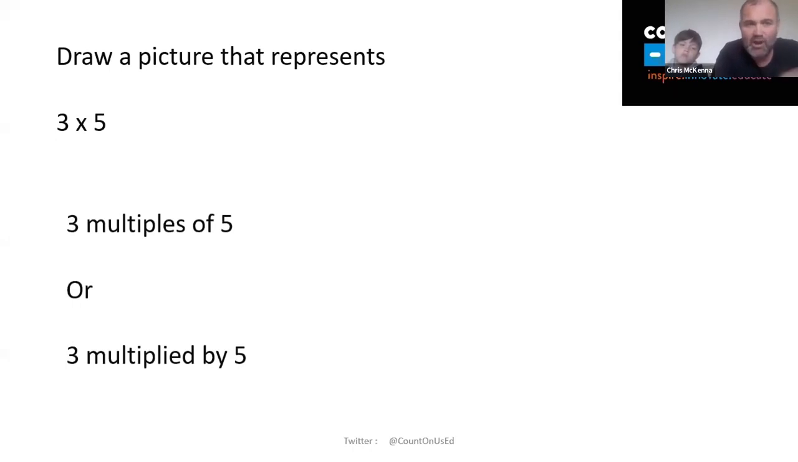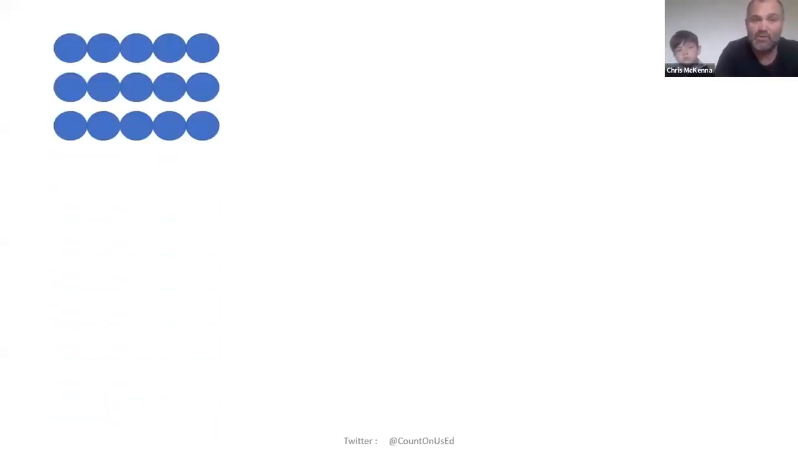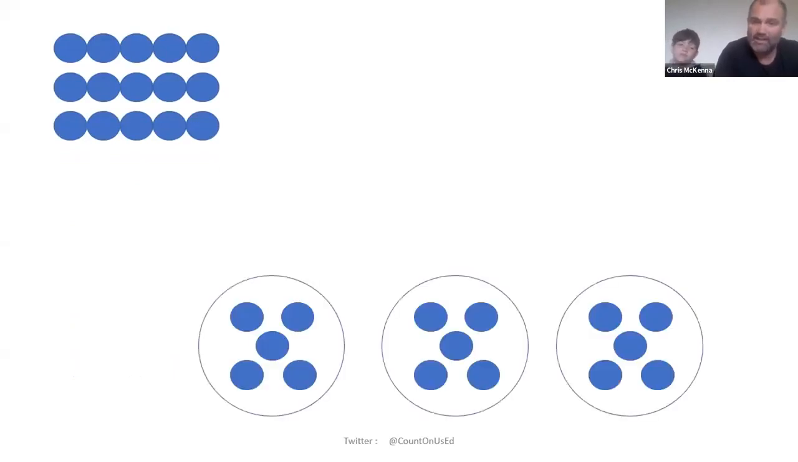First of all, I want to think, are you thinking of 3 multiples of 5? Or are you thinking 3 is being multiplied by 5? So if you're thinking 3 multiples of 5, you're thinking it's 5 plus 5 plus 5. Or if you're thinking of it as 3 is being multiplied by 5, then you're thinking of it as 3 plus 3 plus 3 plus 3 plus 3. So here is my picture. I actually think of that as 3 times 5, or 3 groups of 5. So I have a picture roughly like that, or like that.